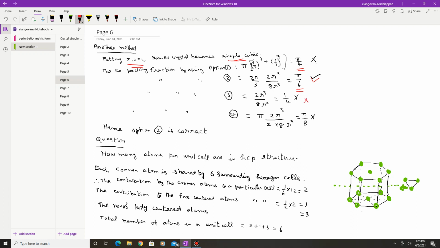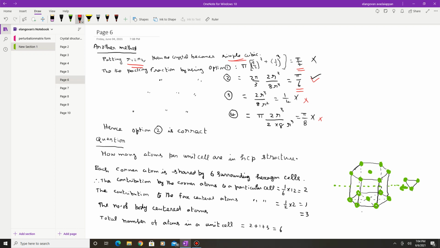So this is wrong. If you choose the fourth option and substitute r1 is equal to r2, you will get pi by 2, which is also wrong. So this is another method to check the options. You take the answer and substitute r1 is equal to r2. The structure becomes simple cubic, and for simple cubic the packing factor is pi by 6. So option 2 gives the correct value. This is another way of finding the answer.